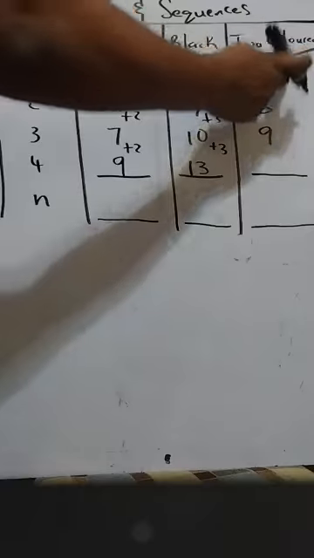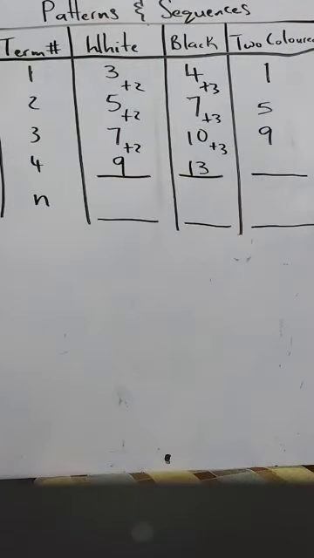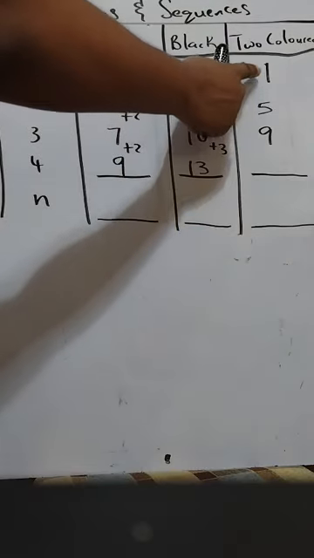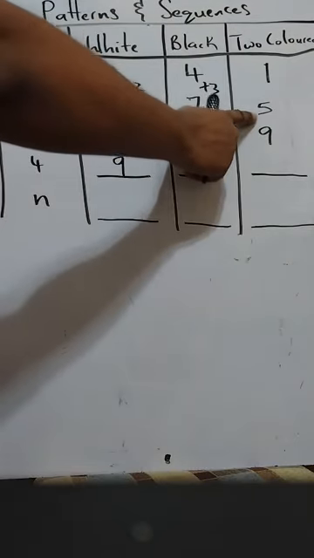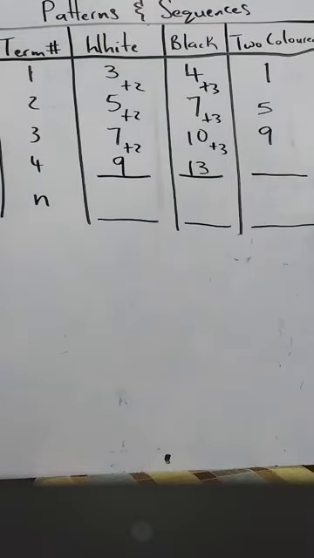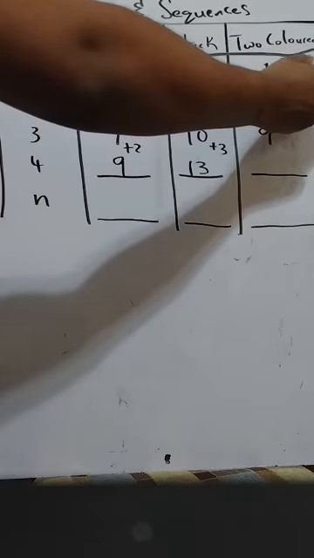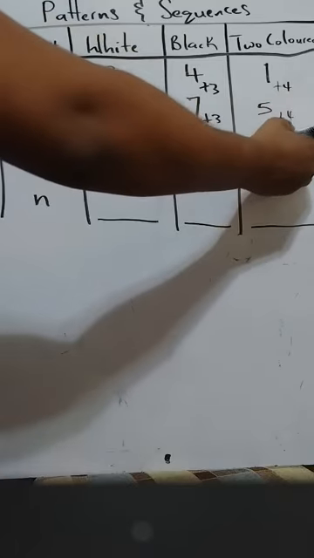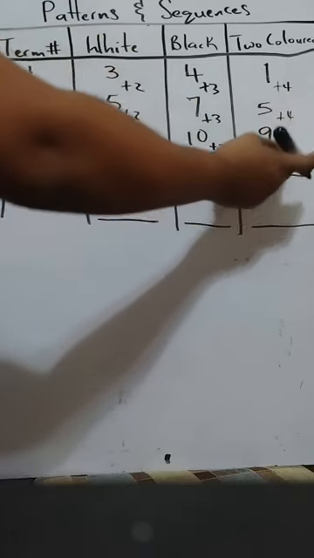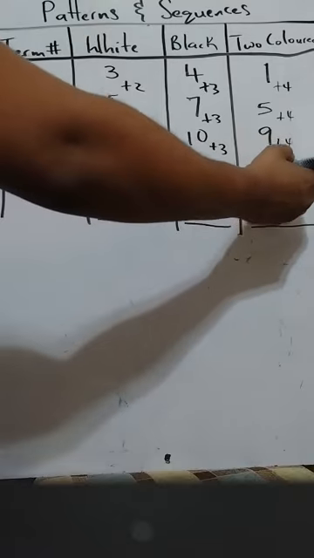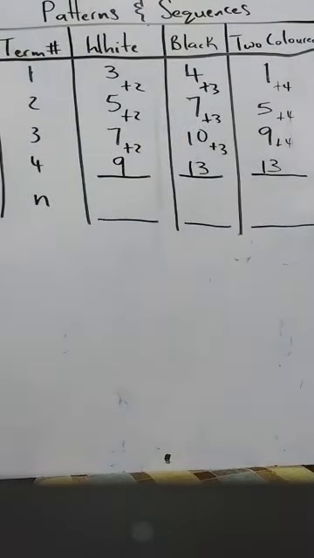I'm going over to the last column here, and I'm looking to see, is there something similar happening along that side? I started out at 1, I went to 5, and then I went to 9. Well, 1 plus 4 is 5, and 5 plus 4 is 9. So I noticed that in this one, I'm adding 4. If I wanted to know the next one that comes, I'd add 4.